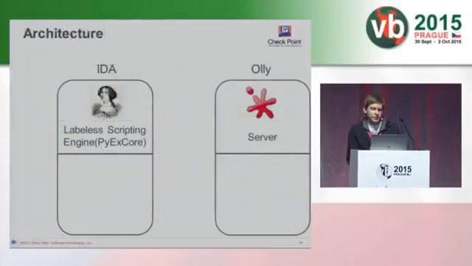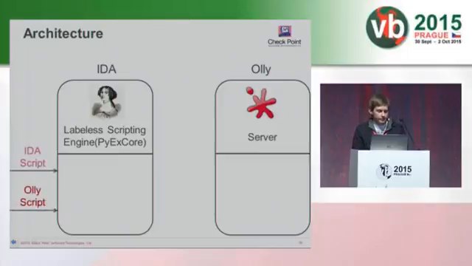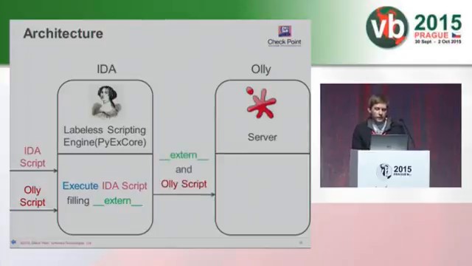Here's how it works internally. We're feeding IDA and Olly Python scripts provided by the user to Labeless scripting engine, which is the part of the PX core. Then we execute an IDA Python script and fill in an external variable. It will be passed alongside the Olly Python script to OllyDbg. Finally, it will be executed in Olly. The external variable will be used as needed, so we can pass any data here.